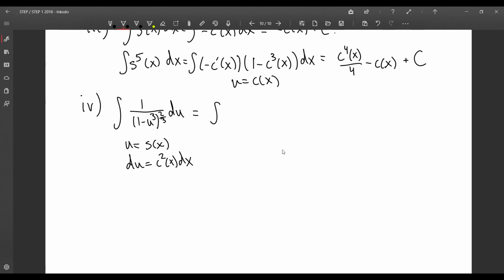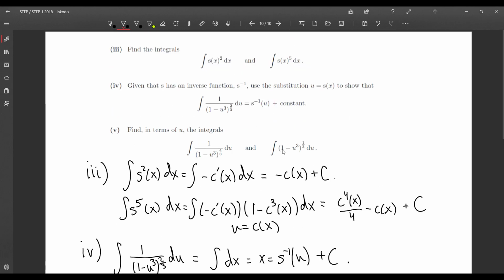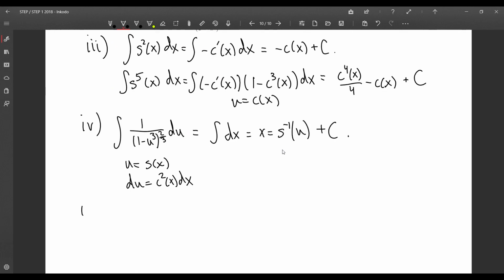1 minus s cubed is going to give us c cubed to the 2/3 power. That's going to give us c squared. That's going to cancel with the c squared here. So we're just going to get an integral dx, which is x, which is s inverse of u plus c. Also very cool.